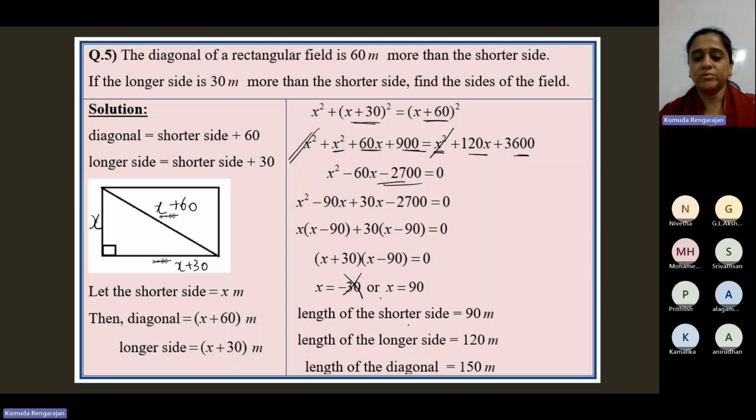Negative value not possible. X is 90, which means the shorter side is 90, the diagonal is 150, and the longer side is 120.